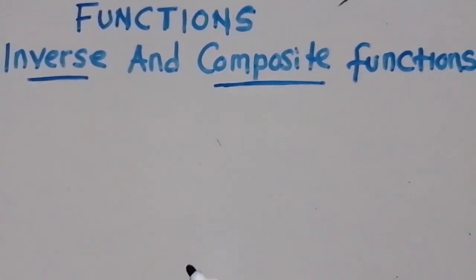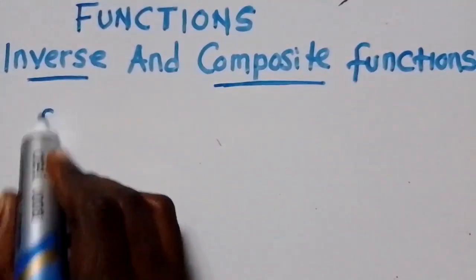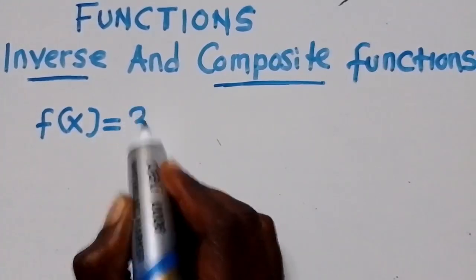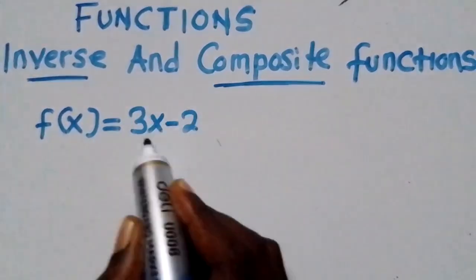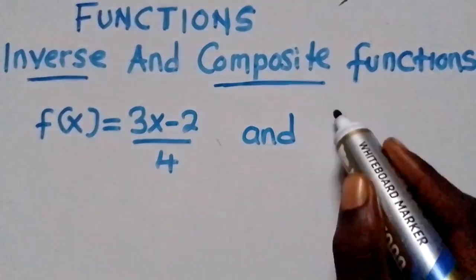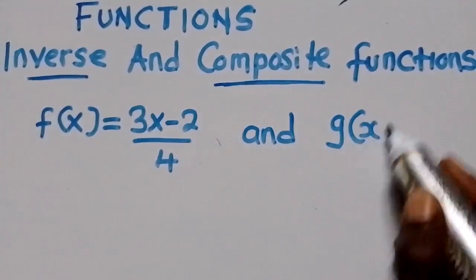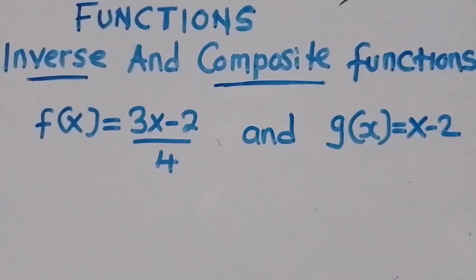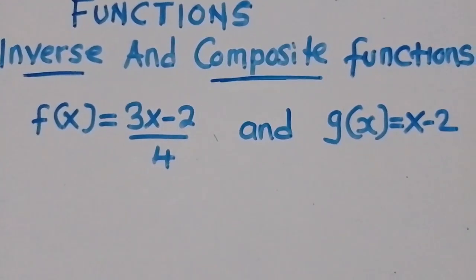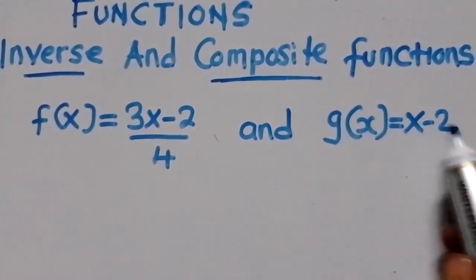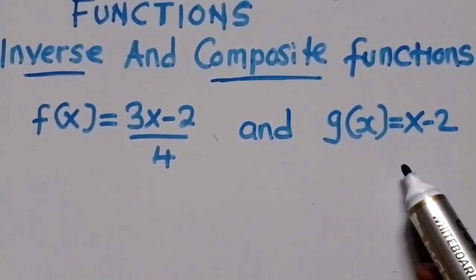And let me do this. Let's say you're given a function f of x, which is equal to (3x minus 2) over 4. And you're given something like g of x is equal to x minus 2. This is what you are given. So these are the two functions which we are given: the f function, f of x, and the g function, which is g of x.